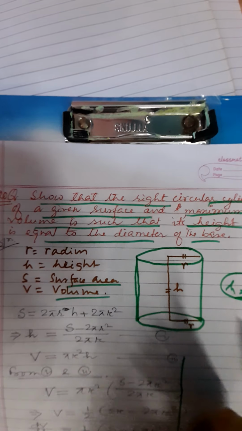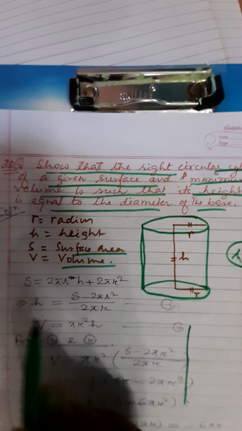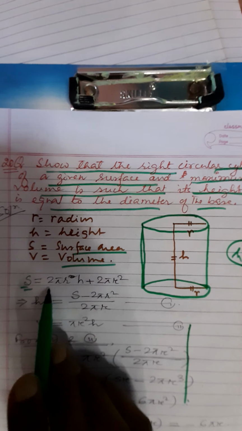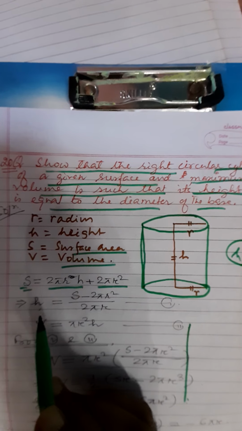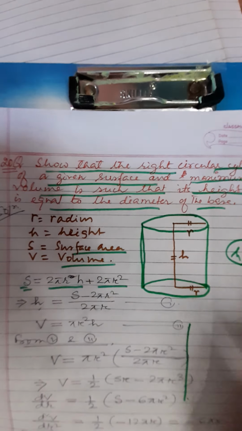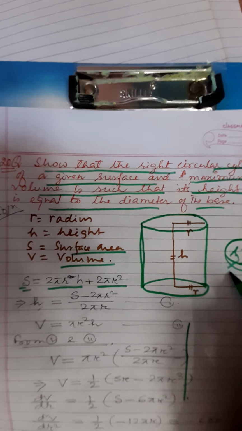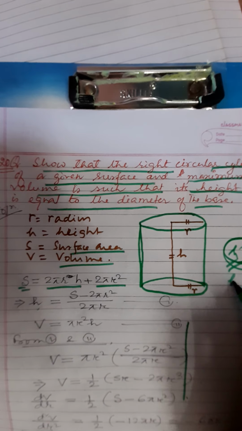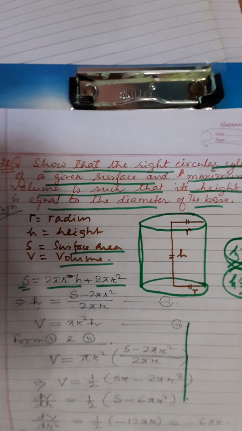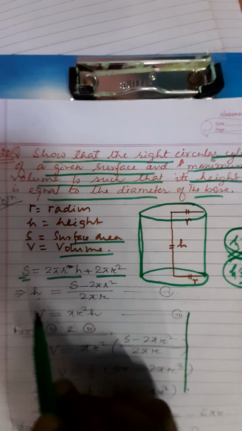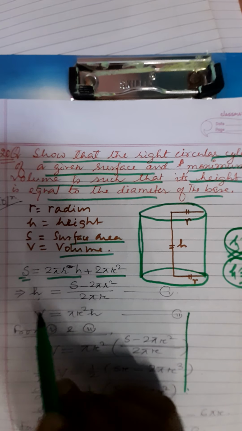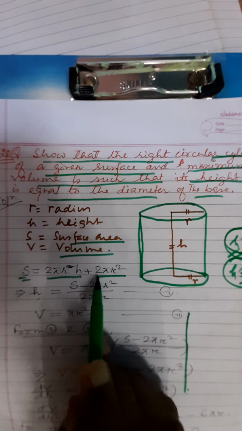and V is the volume. According to the formula, the total surface area is twice pi RH plus twice pi R square. So as we know, we have to show the relation between height and diameter, which is twice R. So express S in terms of H: twice pi RH plus twice pi R square.